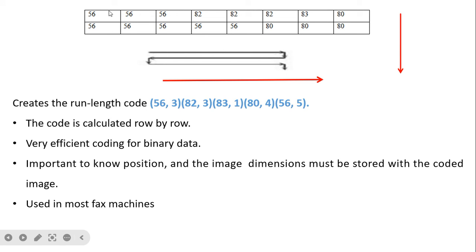So at the time of decoding, we are replicating 56 for 3 times, then 82 for 3 times, then 83 for 1 time, and we know the size of the image is 8. So there are 8 horizontal pixels, so we go this way. Then 80 is again 4 times, so we go in this way. So in this way the image is decompressed again.